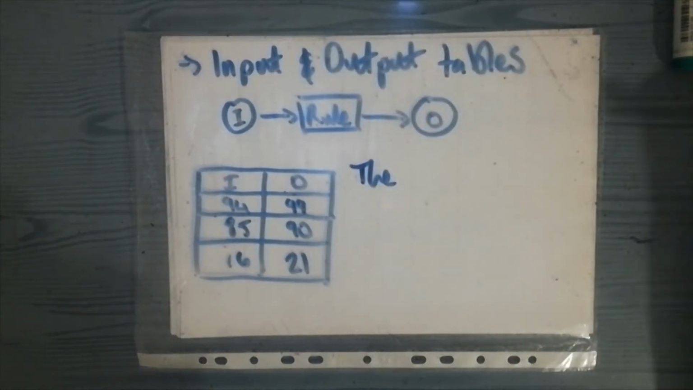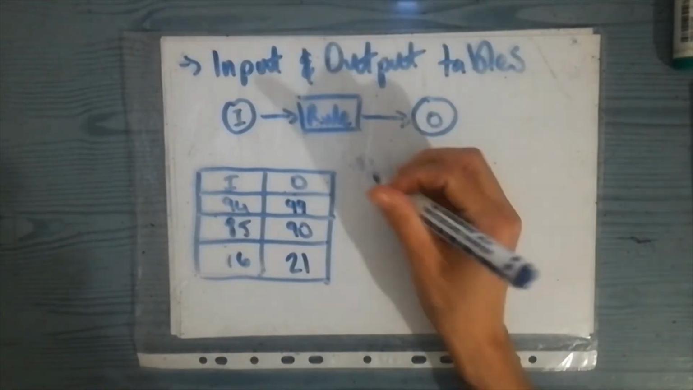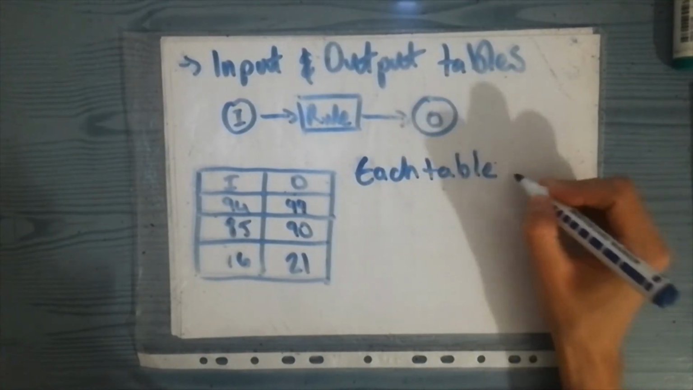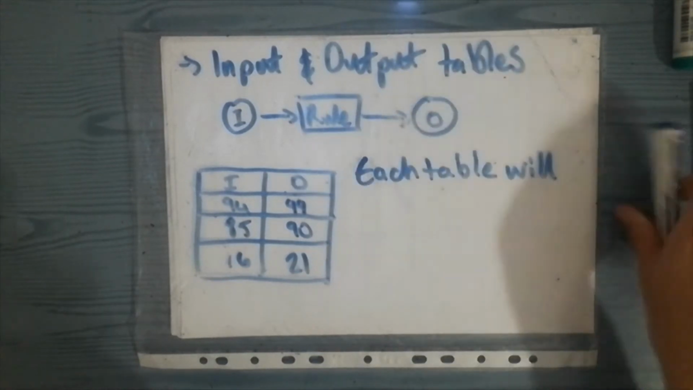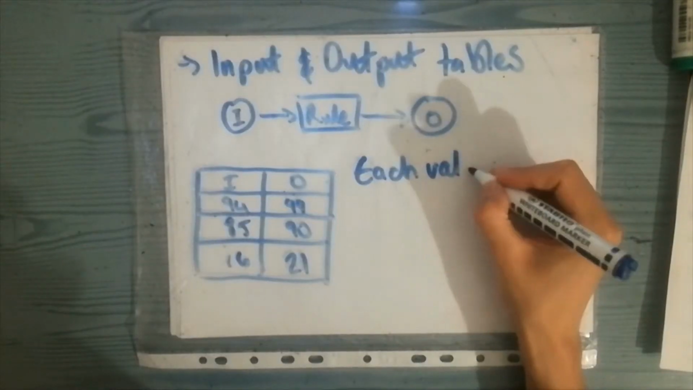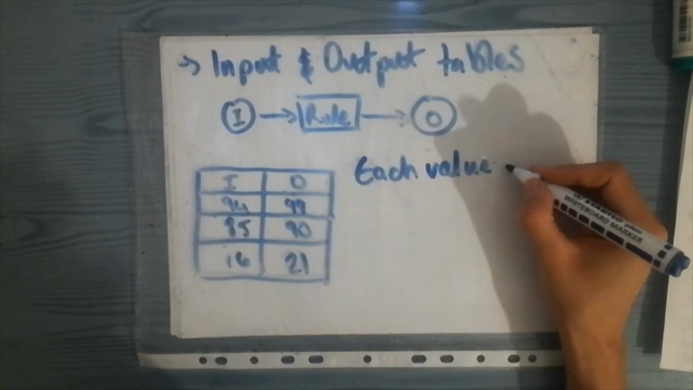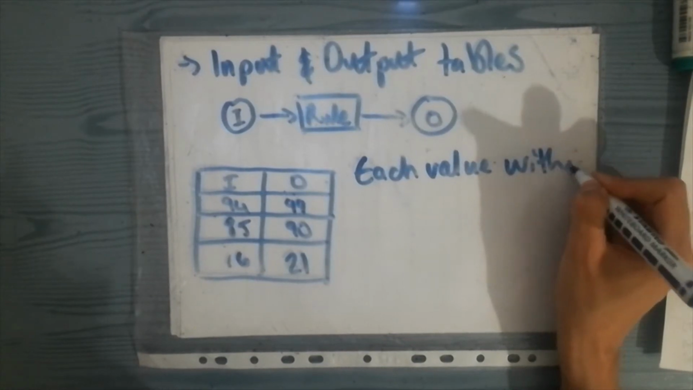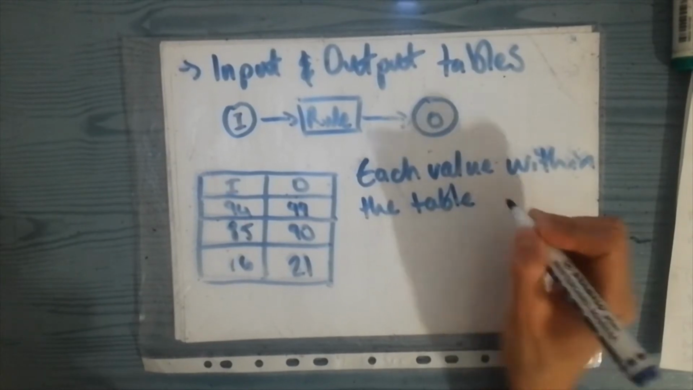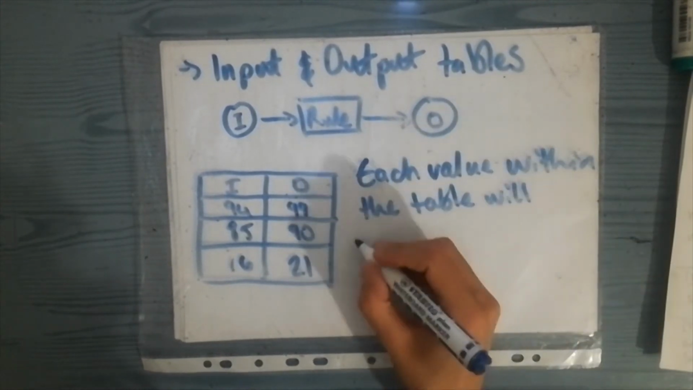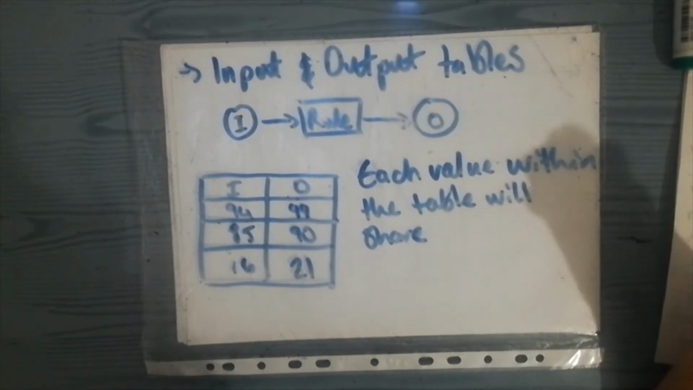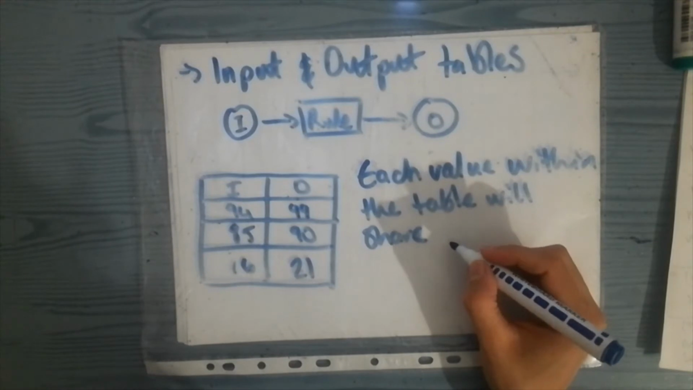So let's write this down: each table will share the rule. Each value within the table will share the rule.